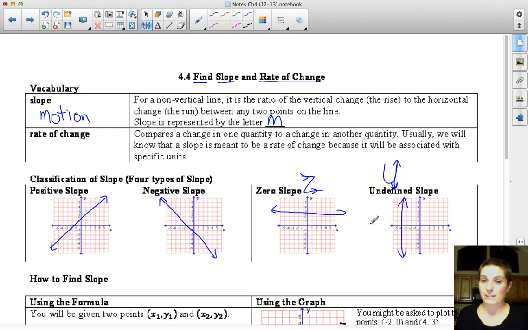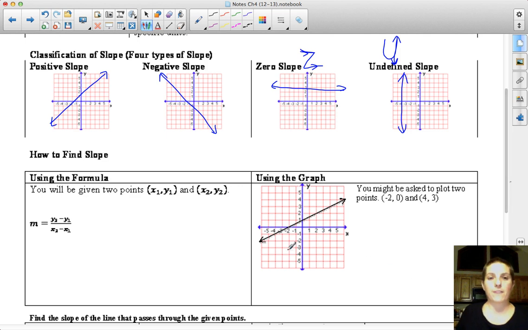So the first thing I'm going to ask you about is classify the slope, or look at the line and tell me what type of slope you have. Those problems are nice and easy. And the second type of problem is finding slope. There are problems where you'll be given just 2 points, and there are problems where you'll be given a graph. Let's talk about the graph first.